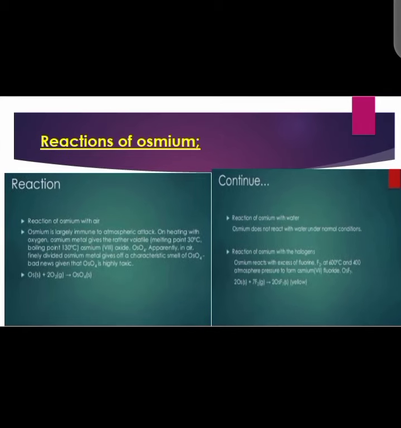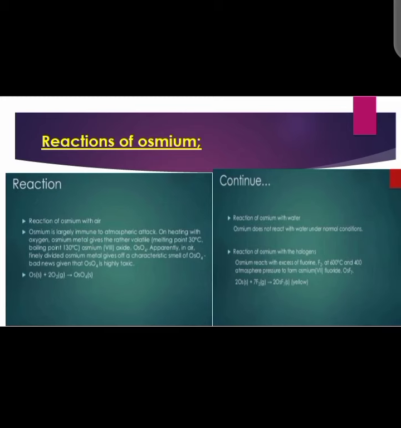If we talk about the reactions of osmium, osmium doesn't react with water under normal conditions. If we talk about the reaction with air, osmium is largely immune to atmospheric attack. On heating with oxygen, osmium metal gives a rather volatile oxide with low melting and boiling points. Finely divided osmium metal in air gives off a characteristic smell of OsO4. That is bad news, given that OsO4 is highly toxic.